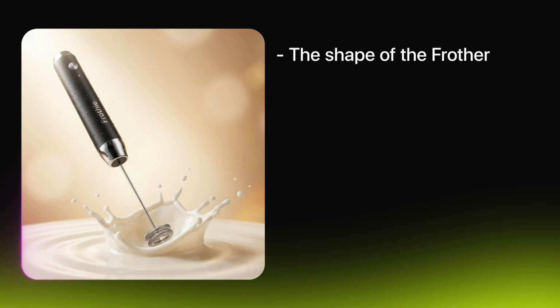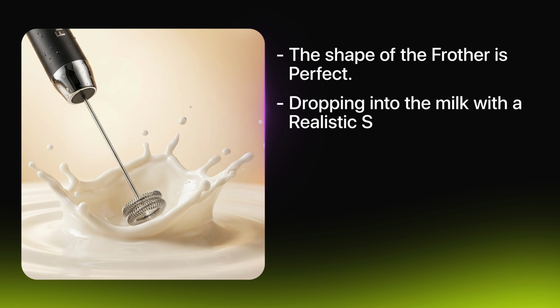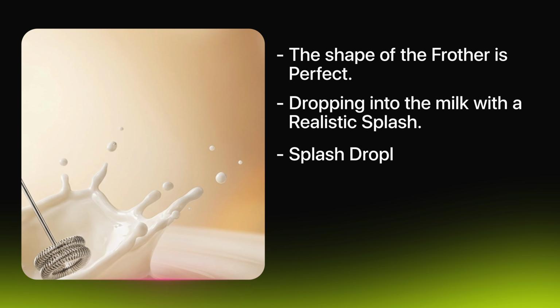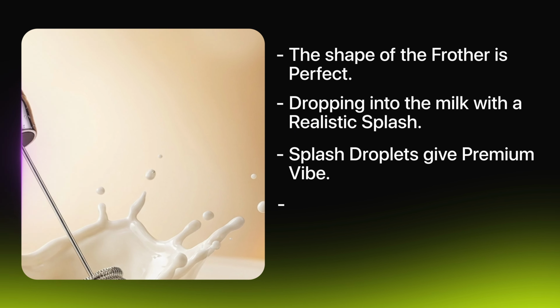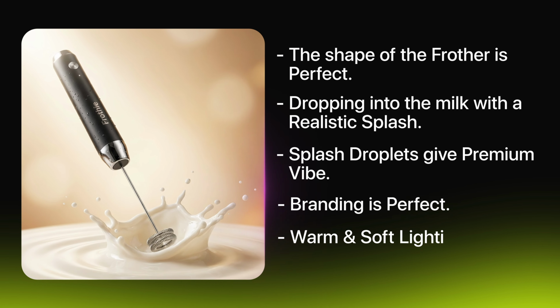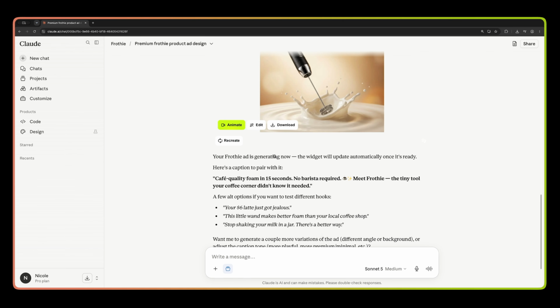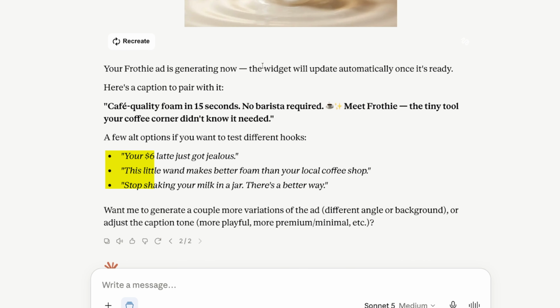The shape of the frother is perfect. It's dropping into the milk, and you get this whole splash forming around it. There are tiny droplets around it, which gives a premium vibe. The branding is also perfect. Warm and soft lighting in the background with a kind of golden tint makes the whole thing feel very premium instead of some random product photo. Along with all of this, it also gave me a solid caption with a few alternatives that go along with the image. So the ad and caption are ready with this simple prompt.